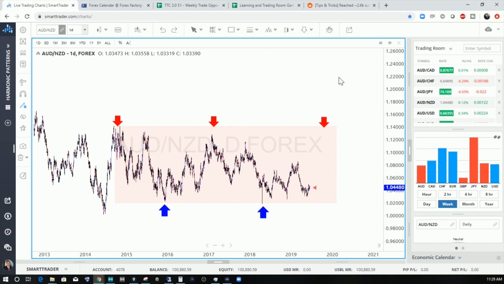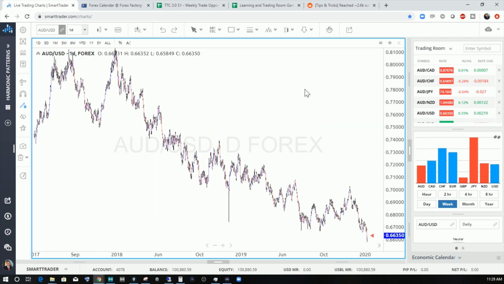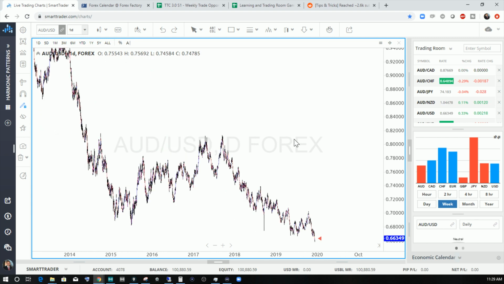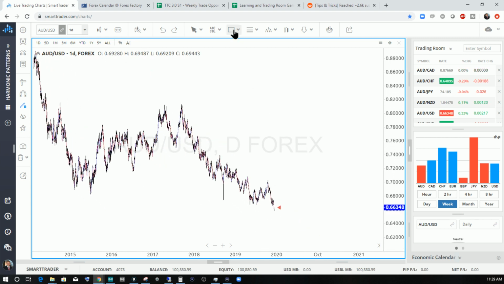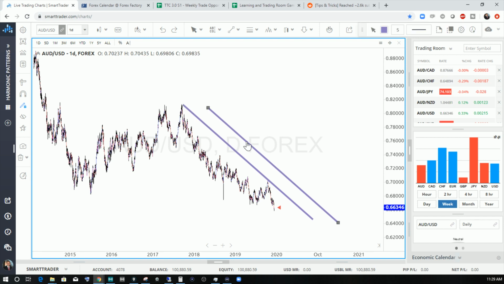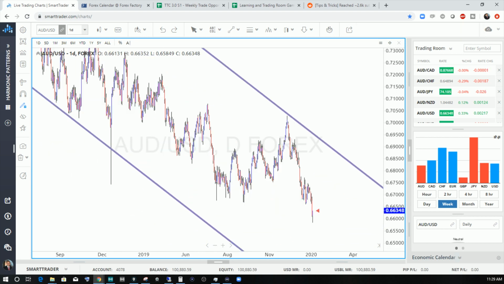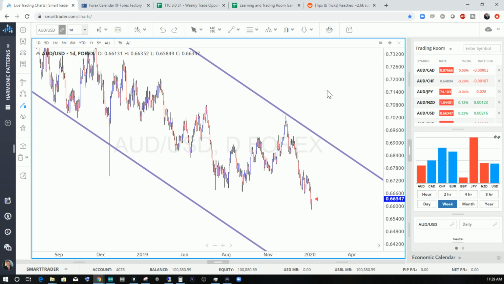Let's go to Aussie US dollar right here. And here we have Aussie US dollar. Again, a very simple concept. Use trend lines, coming from the top down here. This will be our most recent trend line. We've now got two connected highs right there. And so our level of support will be down here.